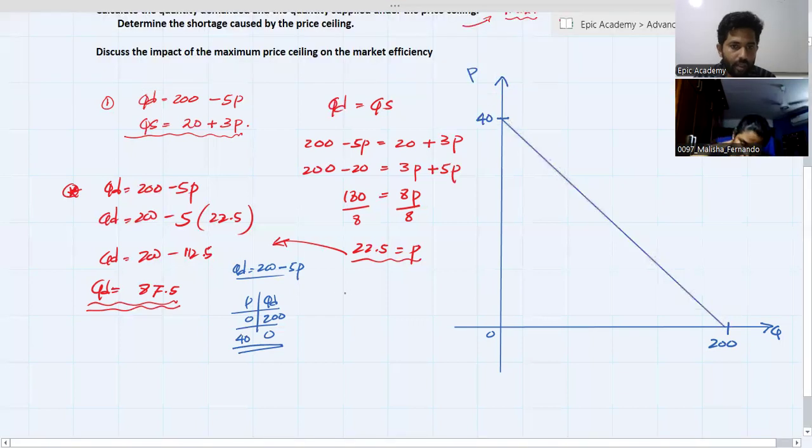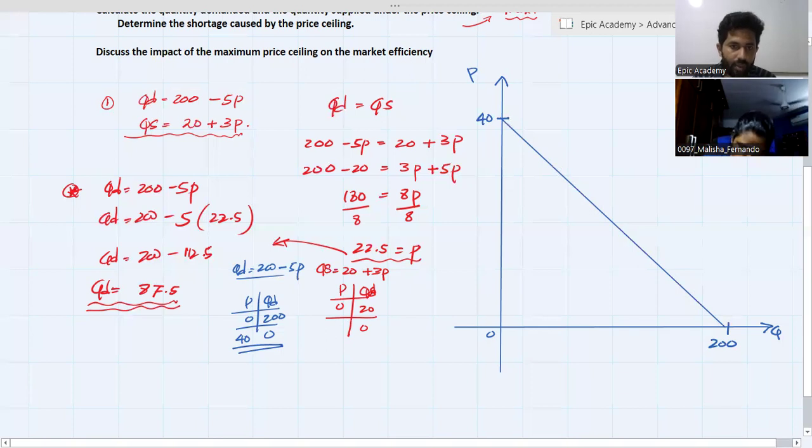Next one means the QS curve, I mean the supply curve. QS equals 20 plus 3P. Just assume that P equals 0 and find the value for QS, then QS equals 0 and find the value for P. So just assume that P is equal to 0. 0 multiplied by 3 is 0. QS equals 20. Okay, right.